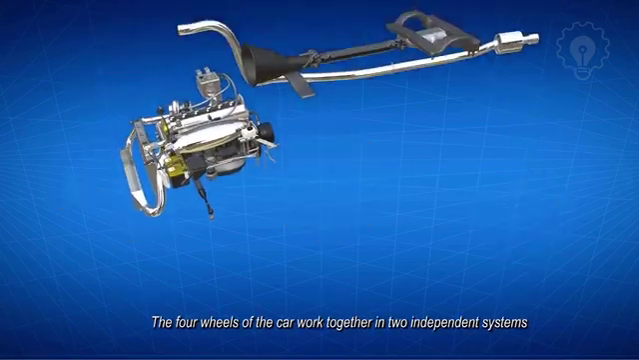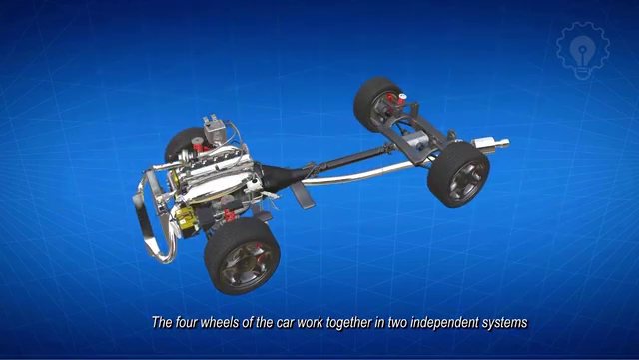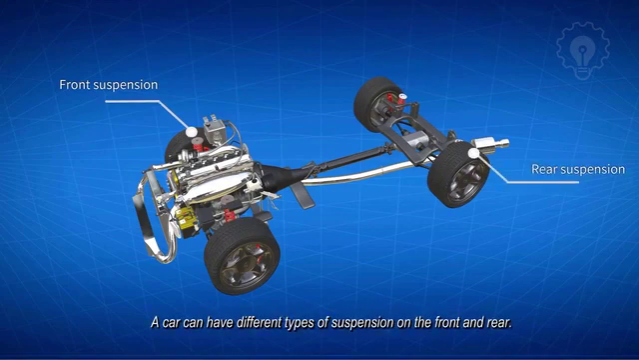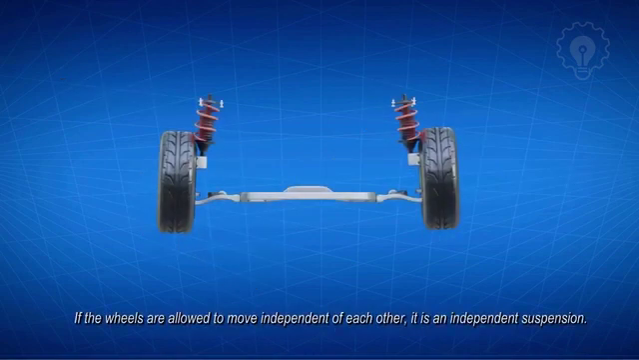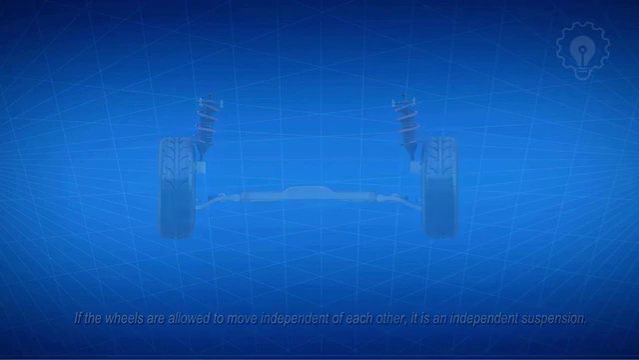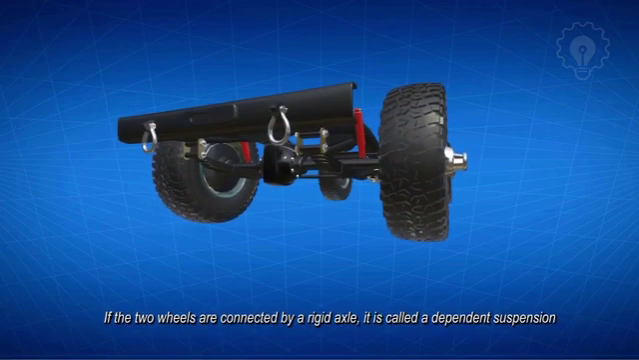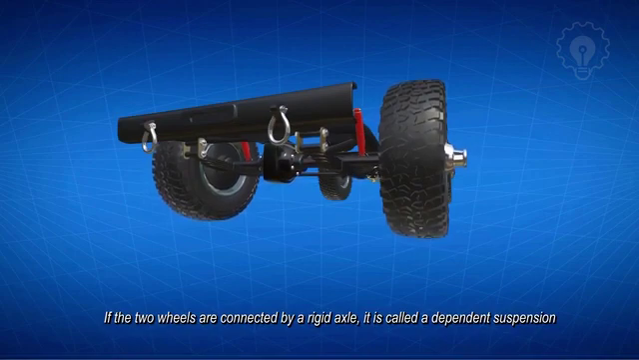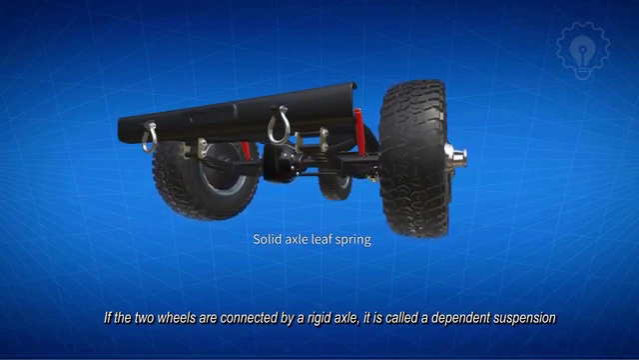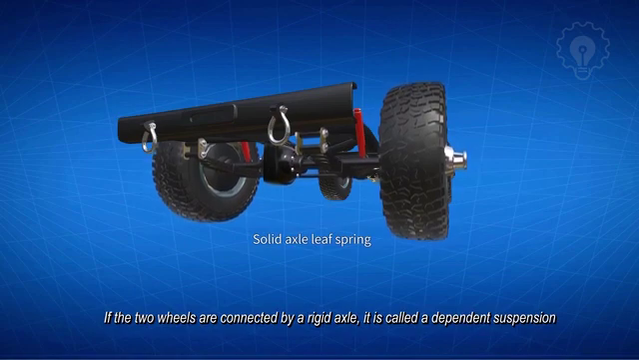The four wheels of the car work together in two independent systems, the front suspension and the rear suspension. A car can have different types of suspension on the front and rear. If the wheels are allowed to move independent of each other, it is an independent suspension. If the two wheels are connected by a rigid axle, it is called a dependent suspension, such as a solid axle leaf spring suspension. Here we'll look at some common types of front and rear suspensions.